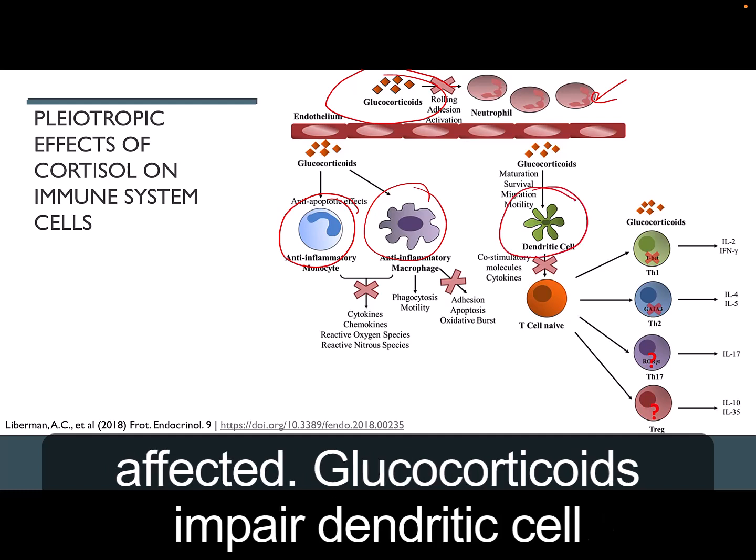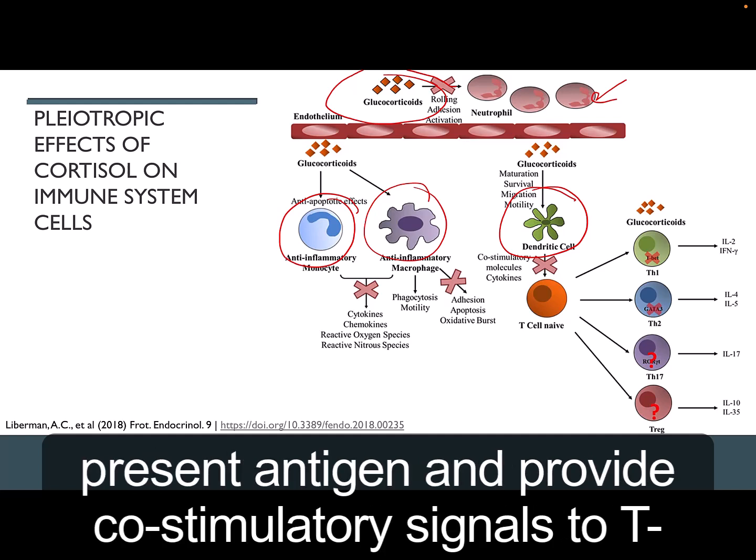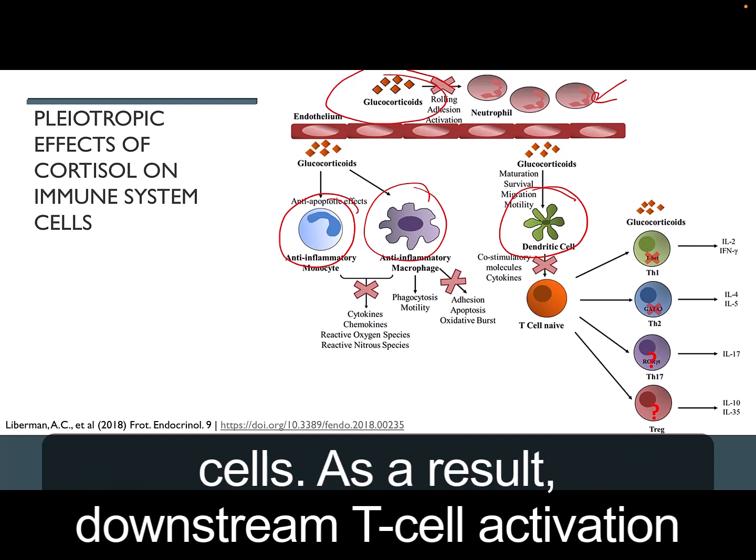Dendritic cells are also affected. Glucocorticoids impair dendritic cell maturation and migration and reduce their ability to present antigen and provide co-stimulatory signals to T cells.